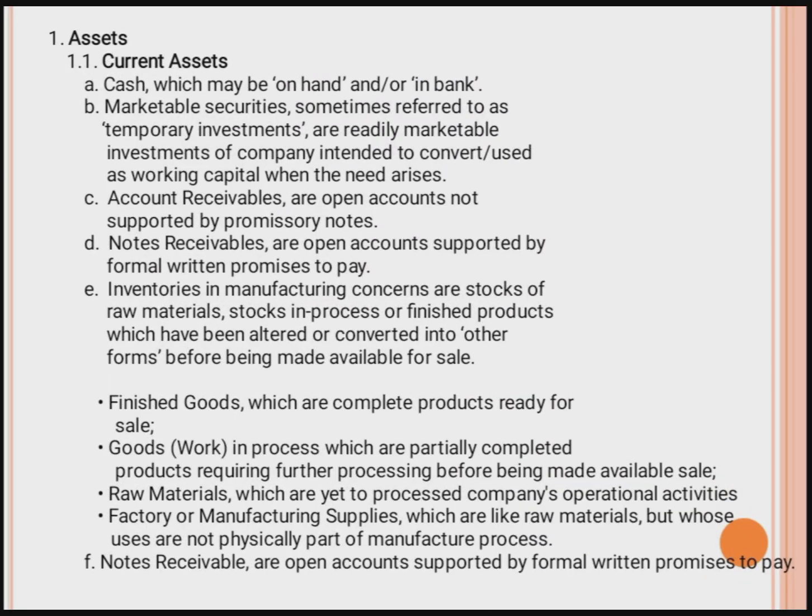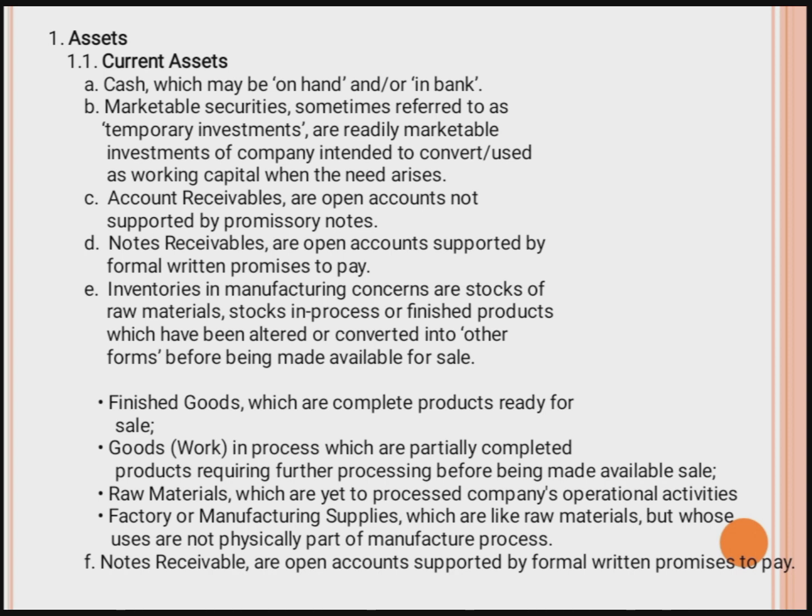Next, number 1, assets. 1.1, current assets. Letter A, cash, which may be on hand and or in bank. B, marketable securities, sometimes referred to as temporary investments, a readily marketable investment of the company intended to be converted or used as working capital when the need arises. Letter C, accounts receivable are often accounts not supported by promissory notes. Letter D, notes receivable are often accounts supported by formal written promises to pay.